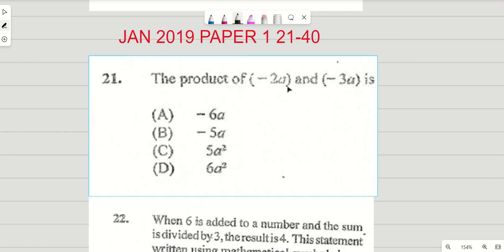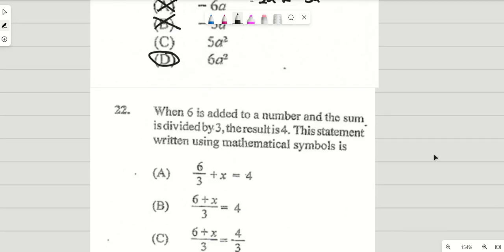The product of minus 2a and minus 3a. Product means to multiply, so minus 2a multiplied by minus 3a. A minus and a minus is a plus, so we're looking for answers that have a positive, so it's not A and it's not B. 2 threes are 6, we're multiplying, so the answer would be D, through a process of elimination.